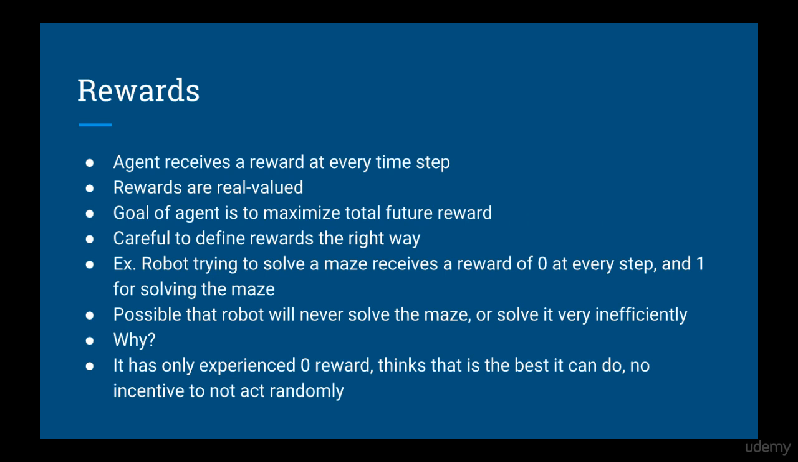If we have a robot trying to solve a maze, and we give it 0 reward at every time step, and 1 for solving the maze, then it's possible that the robot will never solve the maze, or solve it very inefficiently. This is because if all the robot sees are zeros, then it thinks that 0 is the maximum possible reward, and it'll infer that it doesn't matter what it does, since all actions lead to 0 reward. Another possibility is that it might learn to solve the maze, but only through random movements, since it has no incentives to solve the maze as quickly as possible.